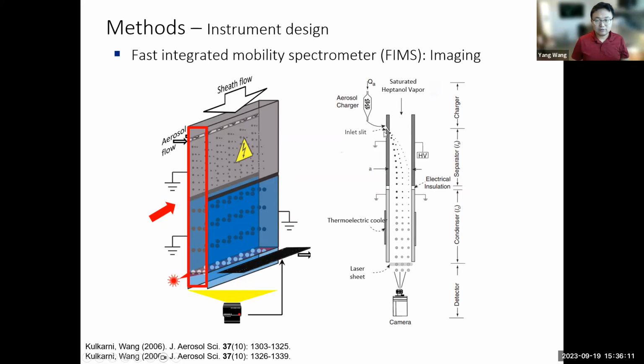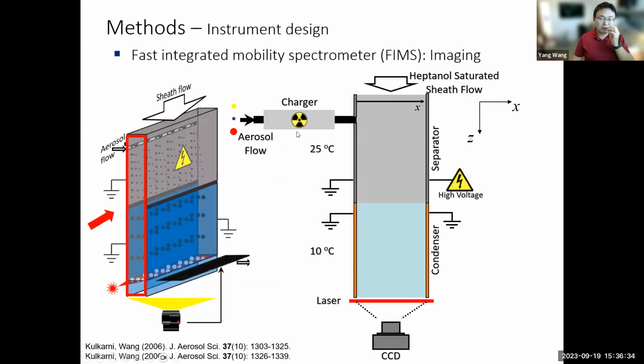So if we look at this FIMS from this angle here, you're going to see this diagram over here. We first charge these aerosols, separate them based on electrical mobility, grow them condensationally, and then detect the particle size distribution, or detect the particle locations. Here I also have an animation of the system. The aerosols are being charged. You separate them based on their electrical mobility, and then they grow by vapor condensation, and then the high-speed CCD camera will record the location of these particles.